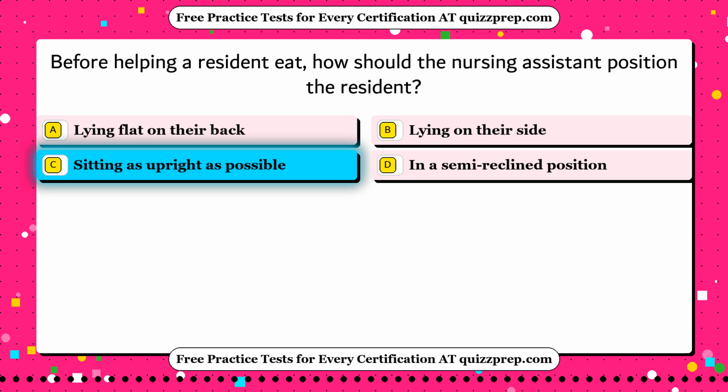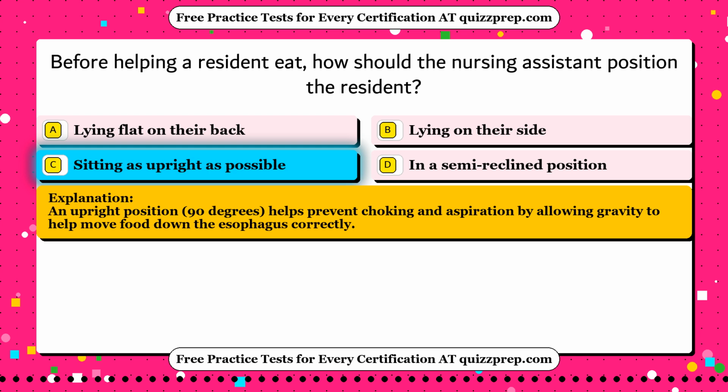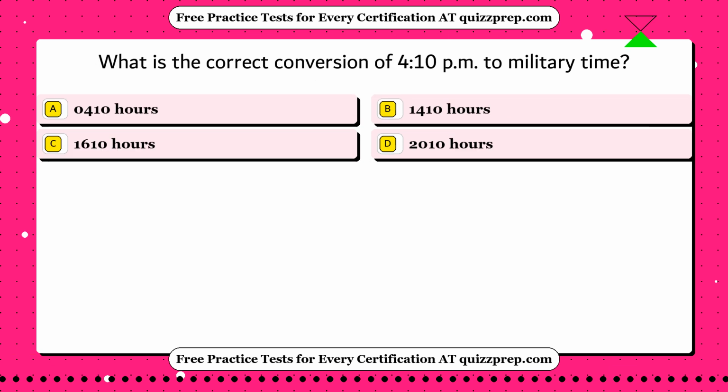The correct answer is option C, sitting as upright as possible. An upright position, 90 degrees, helps prevent choking and aspiration by allowing gravity to help move food down the esophagus correctly. Question 2. What is the correct conversion of 4:10 p.m.